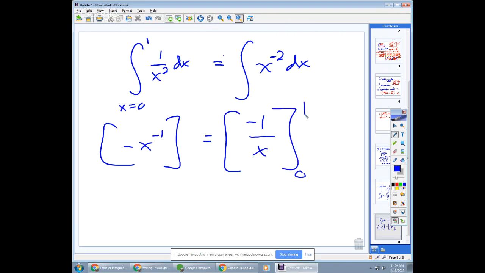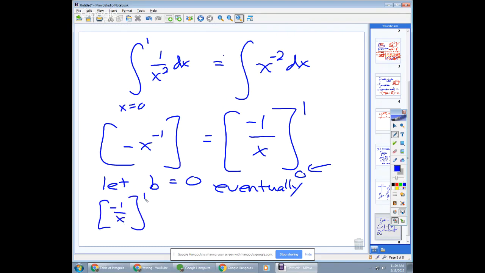And the problem here is, I can't just plug in 0. So what you do instead with improper integrals is you introduce a new variable. Let's use b. Let's let b equal 0, eventually. Now let's take -1 over x and evaluate it from b to 1. No problem. That gives me -1 over 1 minus -1 over b.